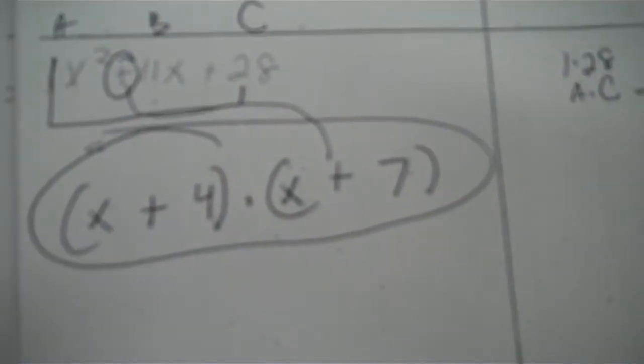7 plus 4 is 11, okay? So x, x, and then 4 and 7. We have plus 11x, so we're going to have plus 7 for sure, and a sum again means they're both plus, okay? X plus 4 times x plus 7. Next. Last one.